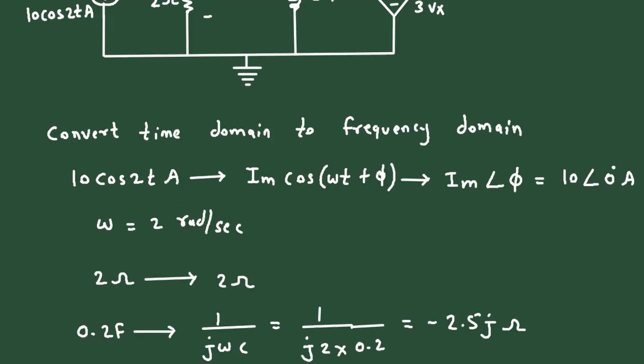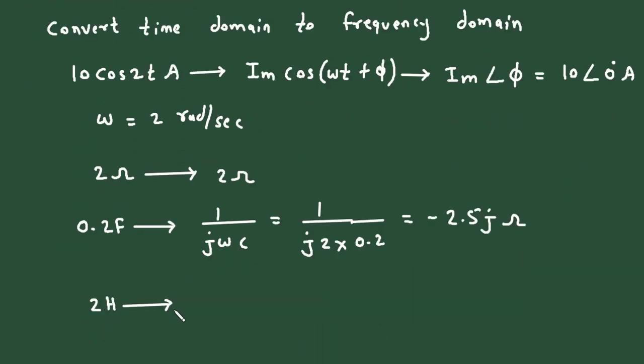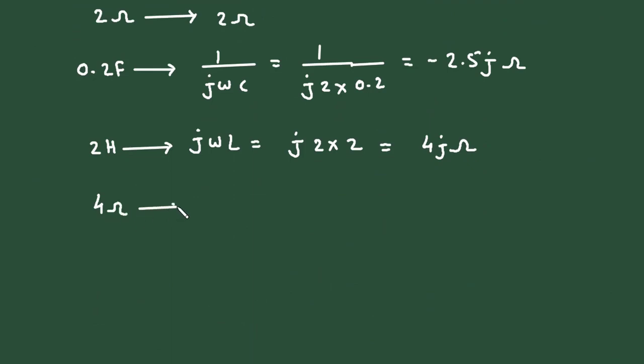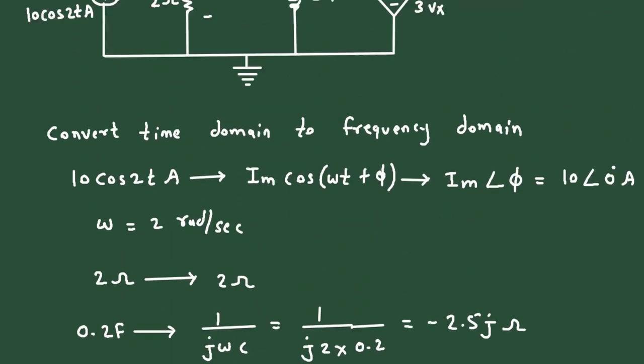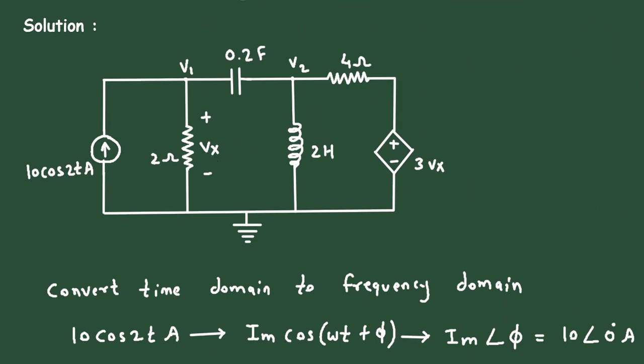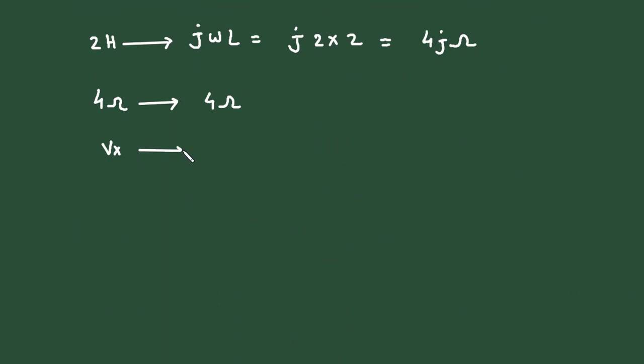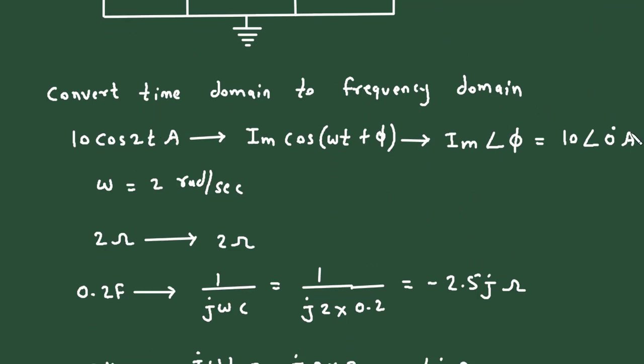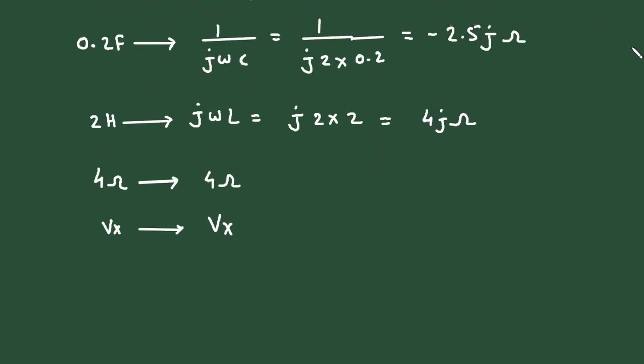Then this 2 Henry inductance, so 2 Henry, it will be J omega L. So J into omega value is again 2 into inductance value is 2. So it will be 4J ohm. Then next is 4 ohm. So this 4 ohm will remain same in both time domain and frequency domain. Then this small Vx will change to capital Vx in frequency domain. So on left side, this is in time domain, and on right side, these are the values in frequency domain or phasor domain.